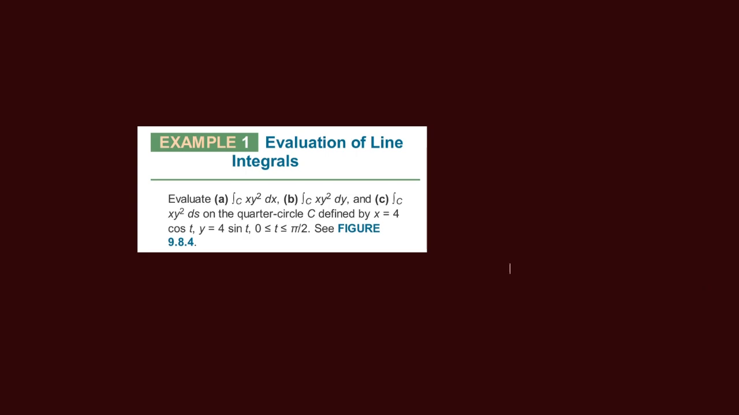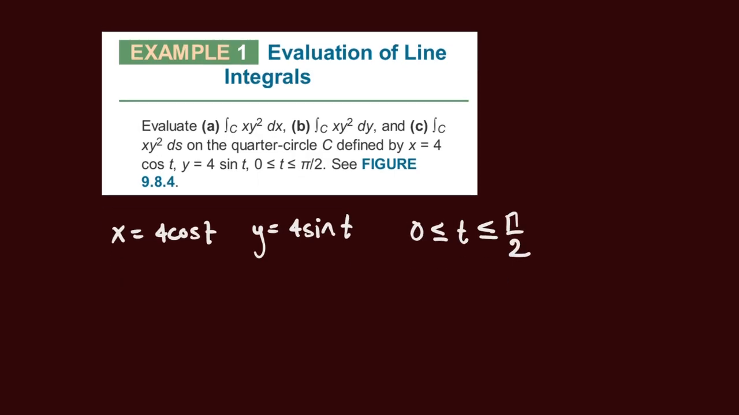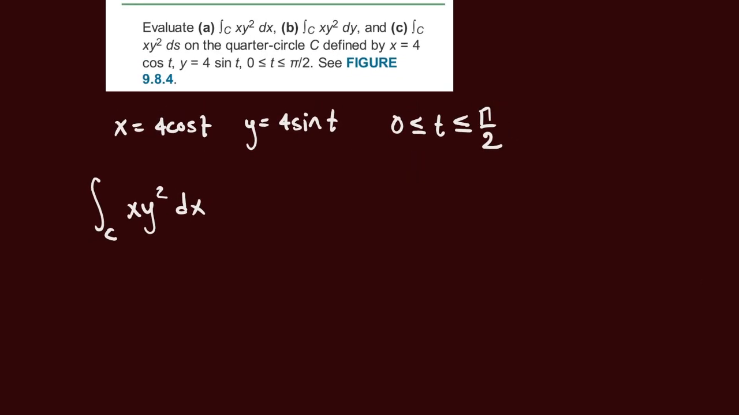Okay, so we're going to solve the following three integrals. We're told x is equal to 4 cos t, y is equal to 4 sin t, and we're confined by the following. Let's first solve the first integral. So let's plug in x and y.